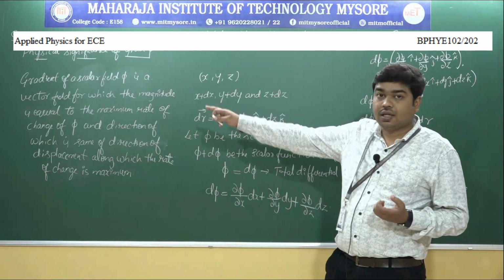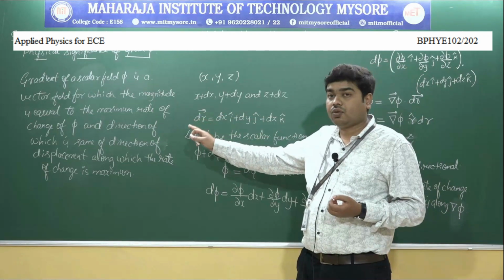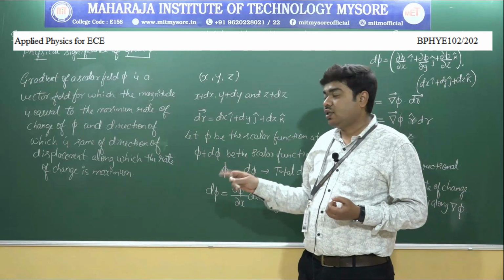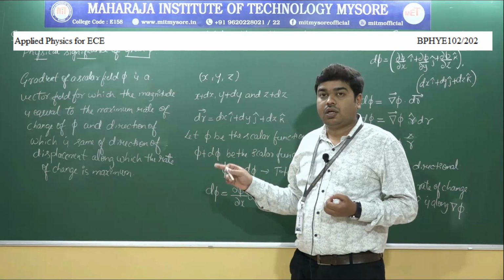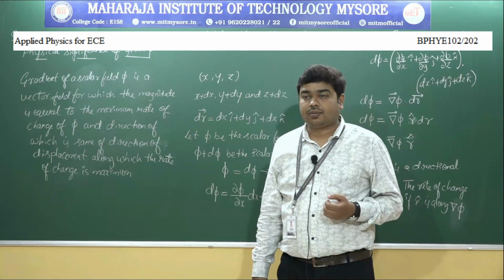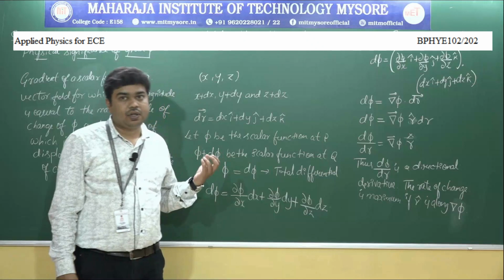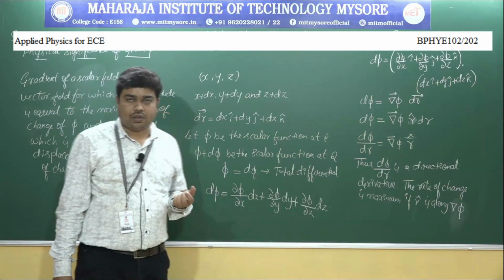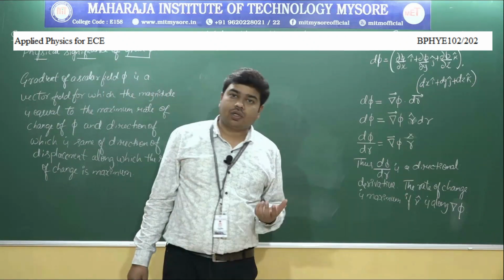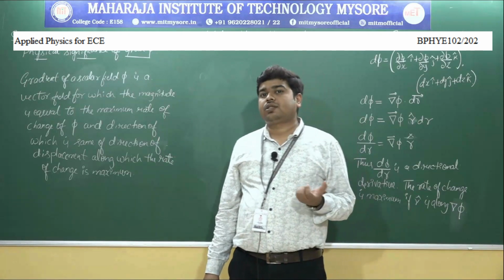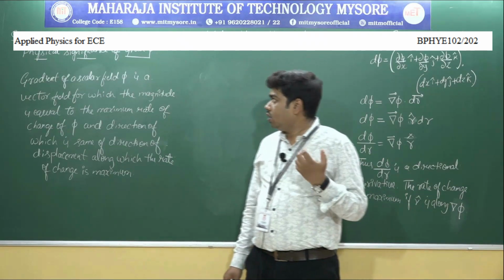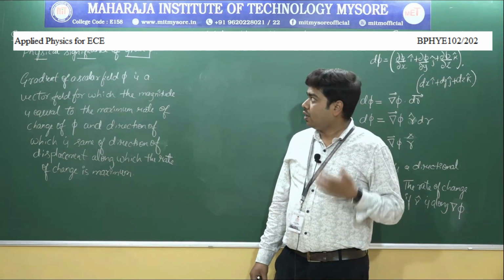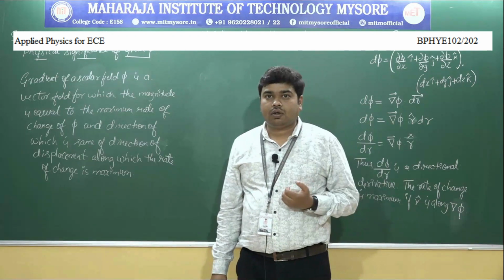So, which says that the gradient of a scalar field is a vector field for which the magnitude is equal to the maximum rate of change of the scalar field and the direction of it is the same as the direction of the displacement along which the rate of change is maximum. Hence, this clearly shows that the gradient of a scalar function is a vector function. One of the examples for this is that electric potential is a scalar function, but the electric field intensity is a vector function, wherein if you apply the gradient to the electric potential, we will get the electric field intensity. So, hence the gradient of any scalar function becomes a vector function.